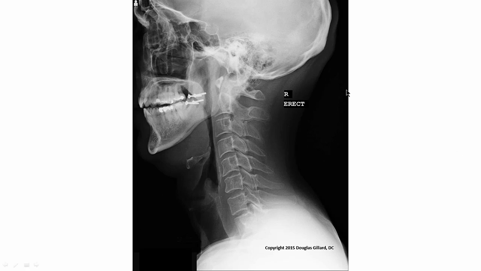Okay, hey, what do we got here? Our first radiograph. Okay, a patient of mine. And what do we see? So this is a sagittal image.